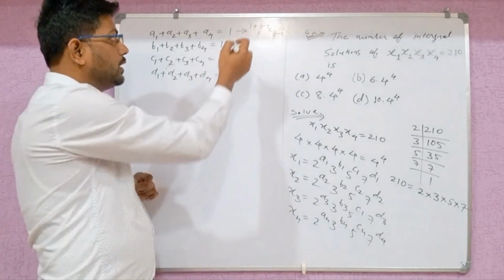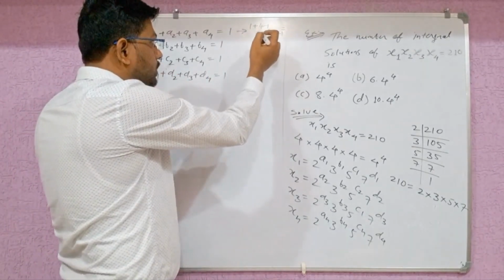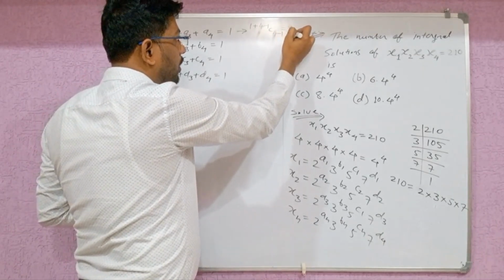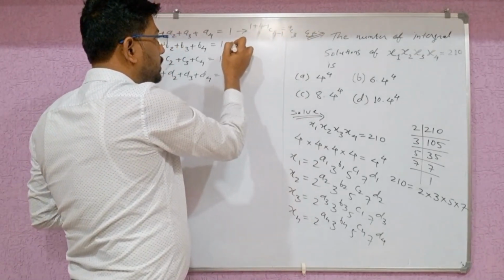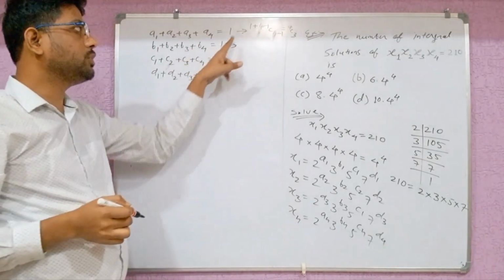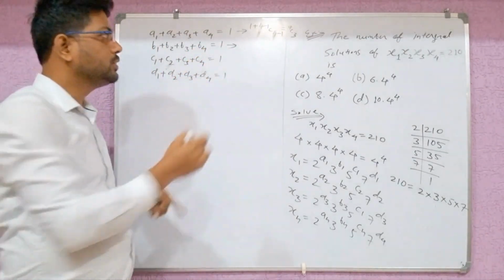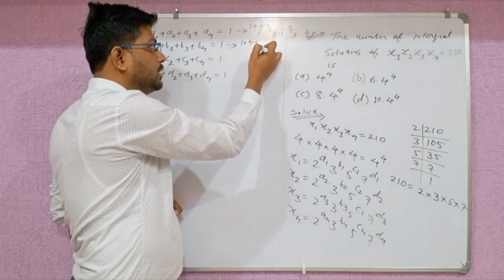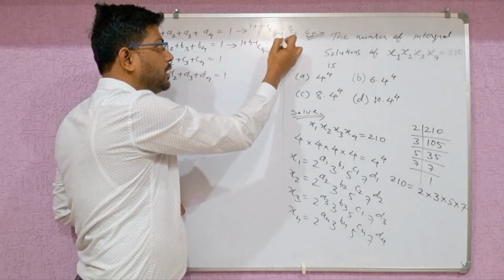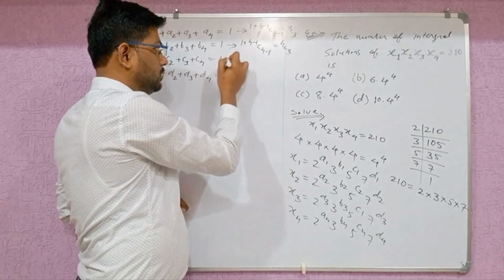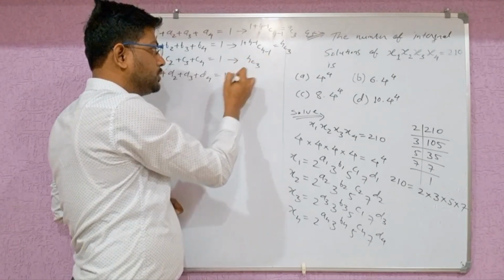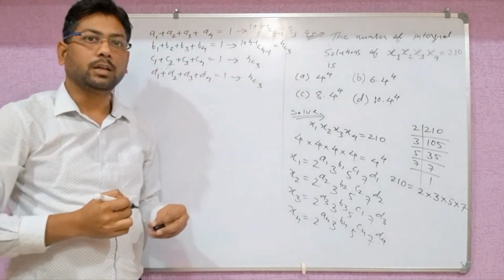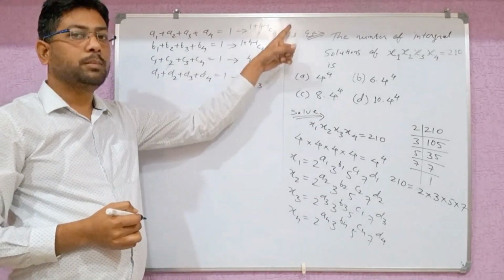So here this will be 4C3. This is also a similar equation. Here also the number is 1 and the number of variables is 4. So this will be 1 plus 4 minus 1 C 4 minus 1, again 4C3. Here also this will be 4C3, and here also this will be 4C3.